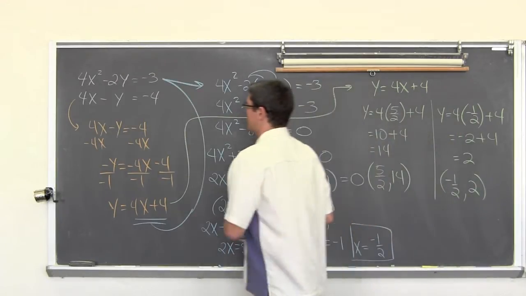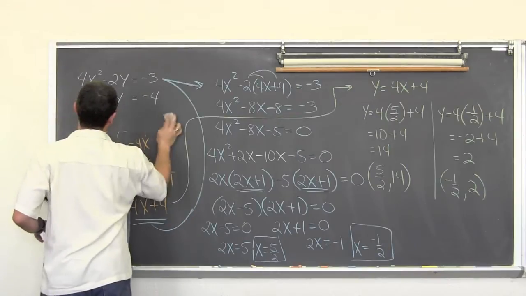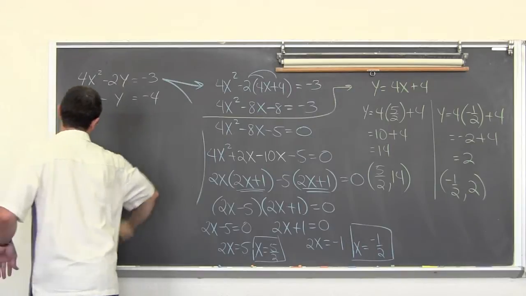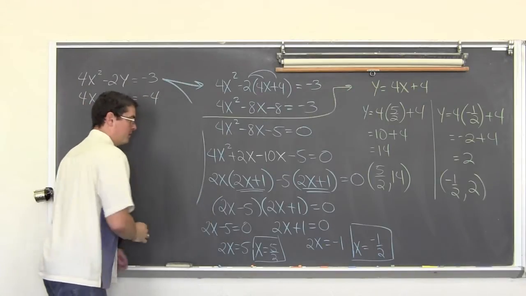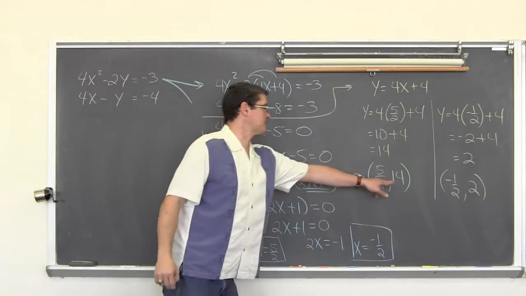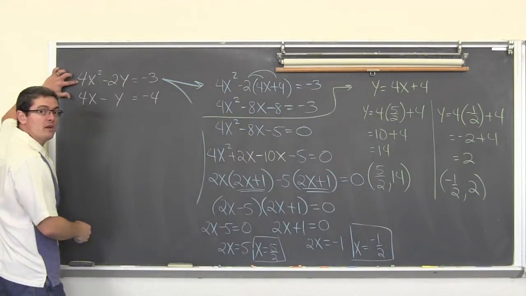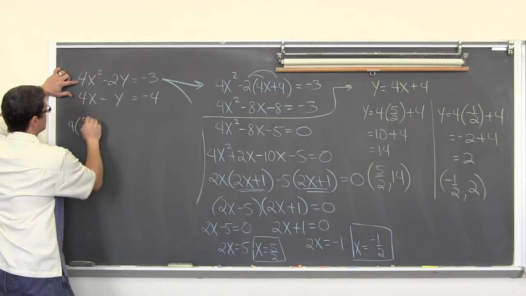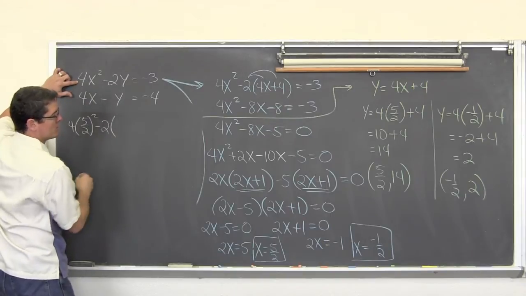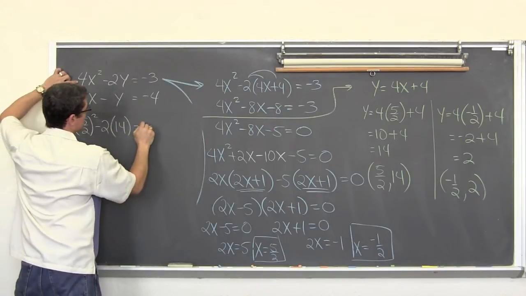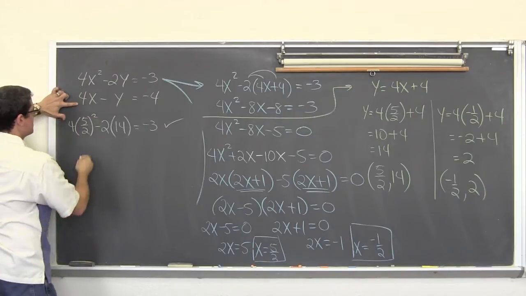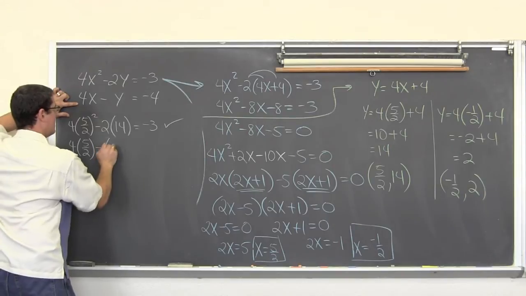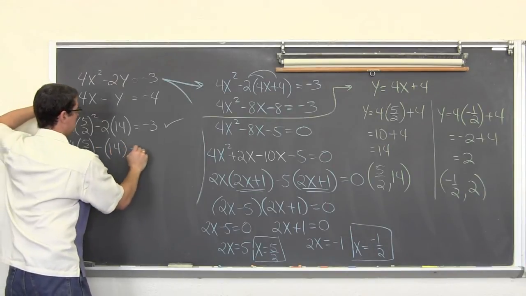Now, I told you it's very, very important for you to check your work and make sure that your solution works for not one of your equations, but both. So this x and y value must make the first equation true. So 4 times (5/2) squared minus 2 times y, which is 14, we need to make sure that's equal to -3. We've got to make sure that 4 times 5/2 for x minus the y value of 14 is equal to -4.